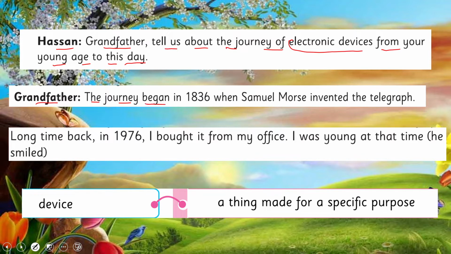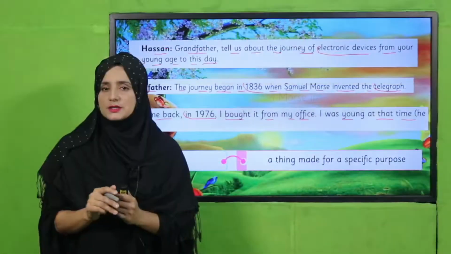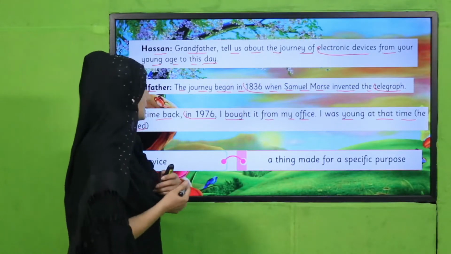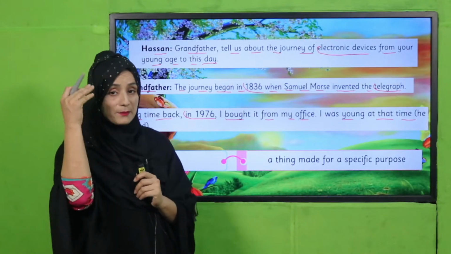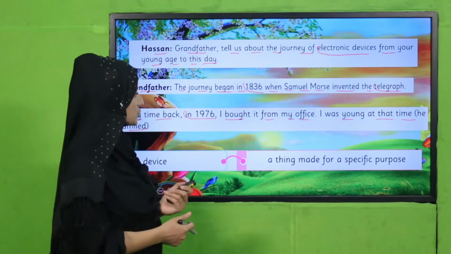Grandfather: The journey began in 1836 when Samuel Morse invented the telegraph. Long time back, in 1976, I bought it from my office. I was young at that time. He smiled. Yes, my dear students, so grandfather is smiling as he is remembering his young age.